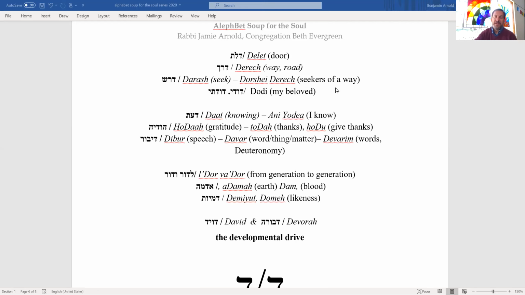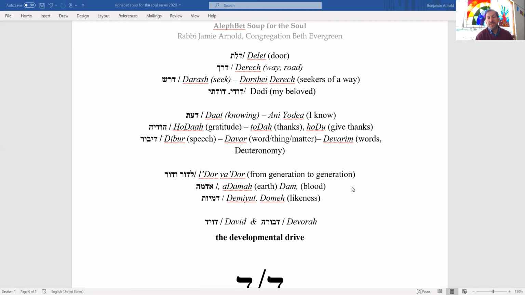So Adama is another word, and of course the earth is a place where we can see and measure change in the seasons, in the years, as well as we see trees grow and can measure change that way.